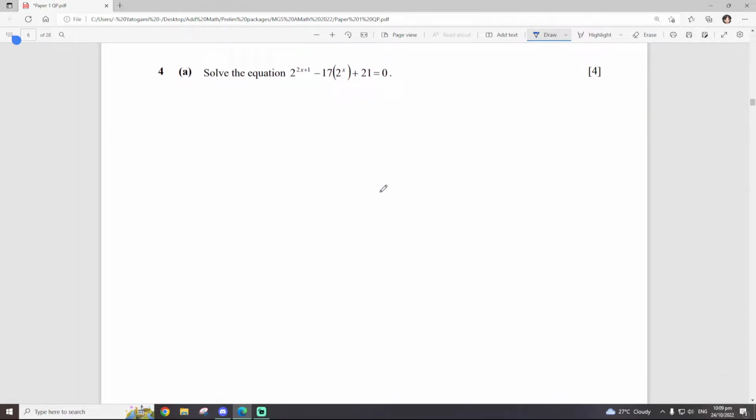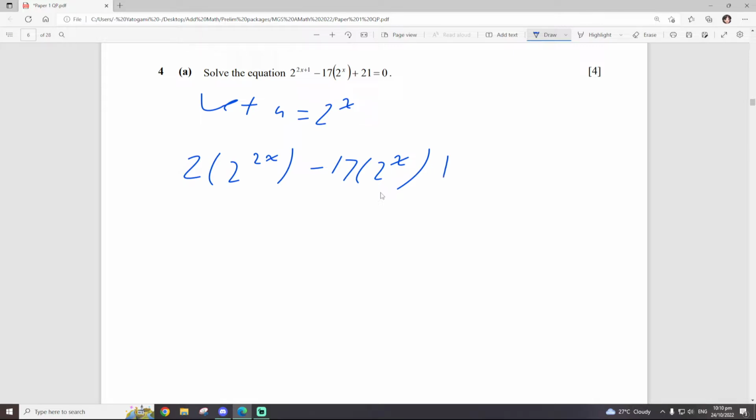4a, solve the following equation. Okay. For this type of indices equation, usually the trick is to use a substitution. So we're going to let u equal 2 to the power of x and see what happens. So we write 2 to the power of 2x plus 1 as 2 times 2 to the power of 2x, minus 17 times 2 to the power of x plus 21 equals 0. In fact, I'm going to bring the 2 on the outside so that I get 2 to the power of x squared. It's the same thing because of the index laws, right? So therefore, I get 2u squared minus 17u plus 21 equals 0.